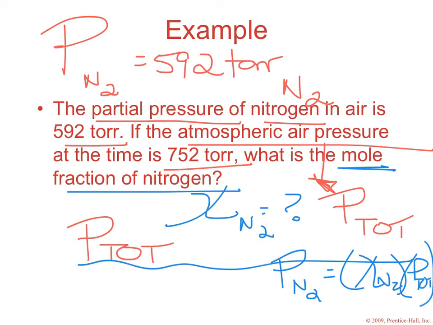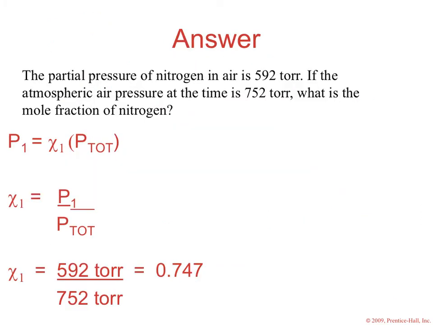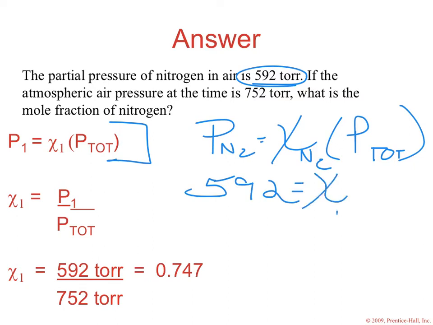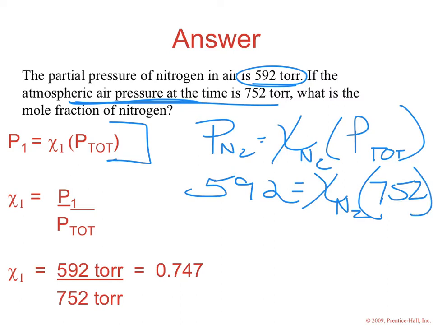So let's work that out on the next page using this formula. So pressure of nitrogen is mole fraction of nitrogen times the total pressure. Okay, let's just plug in what we know. Partial pressure of nitrogen is 592. We're solving for the mole fraction of nitrogen, so we don't know what that is. And the total pressure, again, atmospheric pressure, is 752. Now just solve for the mole fraction. Divide both sides by 752.